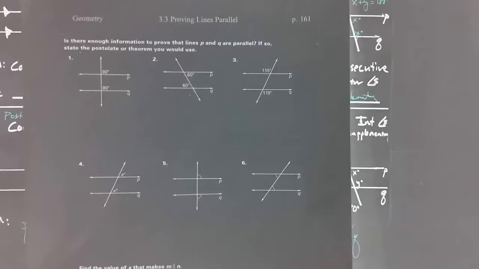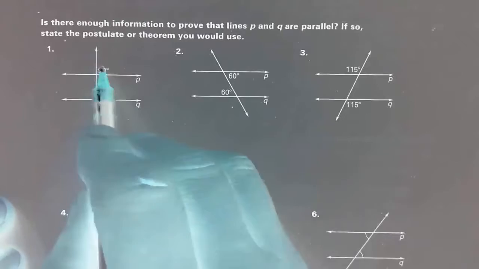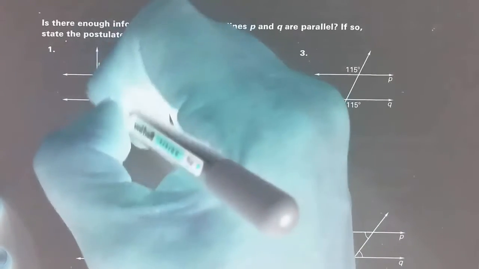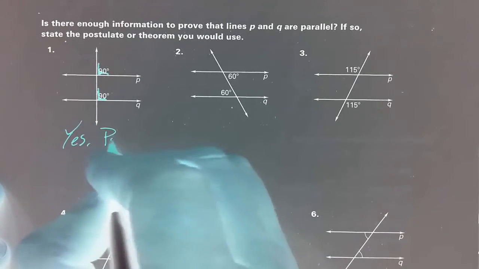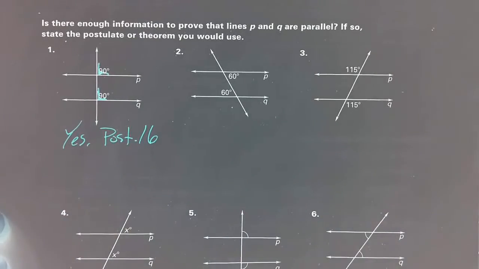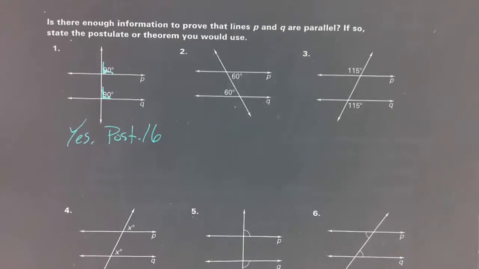Looking at this handout, the first section says, is there enough information to prove that lines P and Q are parallel? If so, state the postulate or theorem you use. Look at number one. They tell me that this angle is 90 degrees and this angle is 90 degrees. What kind of special pair of angles are these? Corresponding angles, and they're both 90 degrees. So is that enough information to say that those lines have to be parallel? Yes, by what? Be careful, because now we're working with that section 3.3 stuff. It's the converse of all those other ones. So postulate 16, corresponding angles converse.